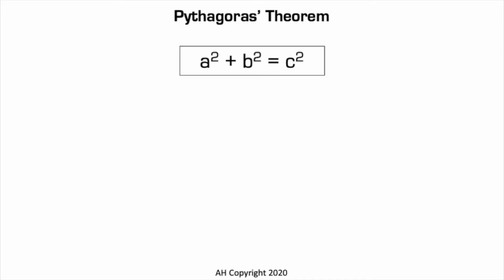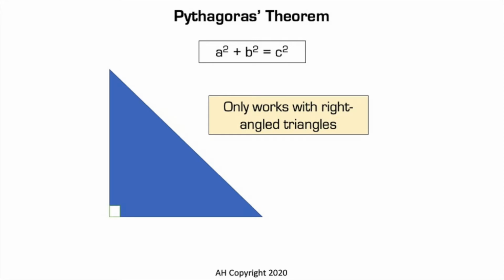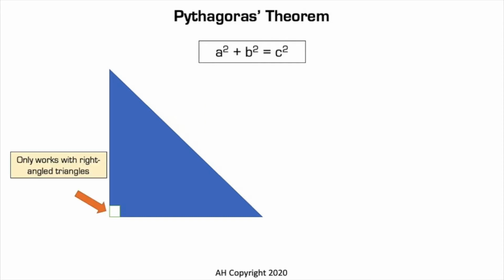The formula or equation in relation to this theorem is a squared plus b squared equals c squared. We use this equation to calculate the length of the sides of a right-angled triangle. So remember, it only works with right-angled triangles. So what are right-angled triangles?